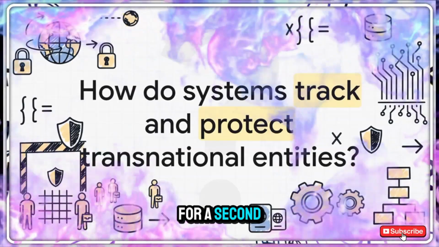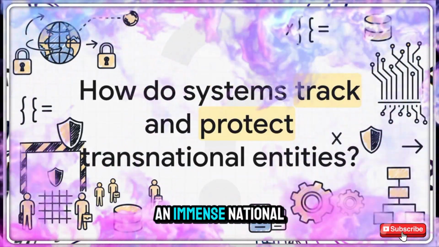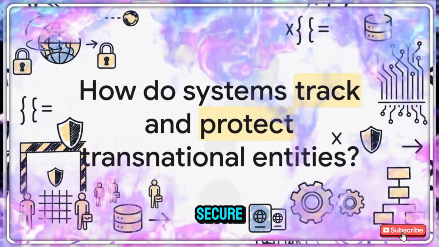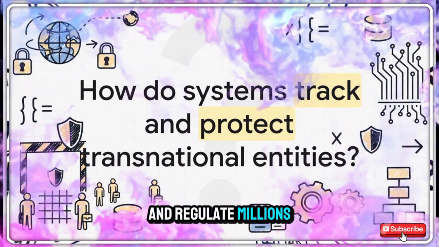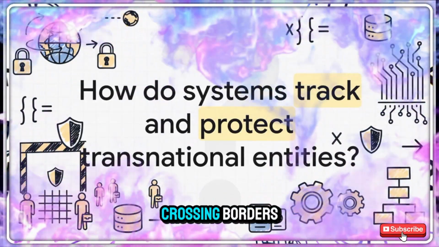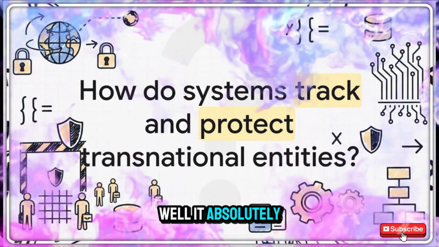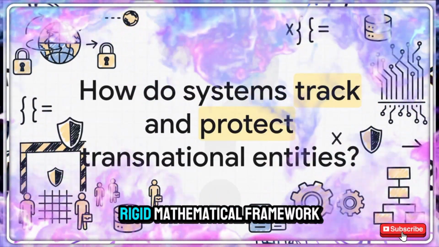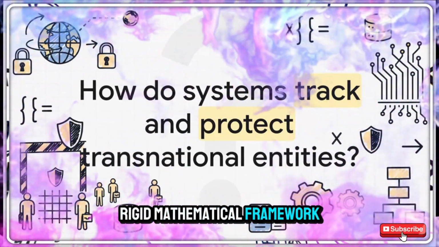Think about it for a second. How exactly does an immense national infrastructure track, classify, secure, and regulate millions of individuals and businesses that are constantly crossing borders? Well, it absolutely cannot rely on human intuition. It requires a rigid, mathematical framework.